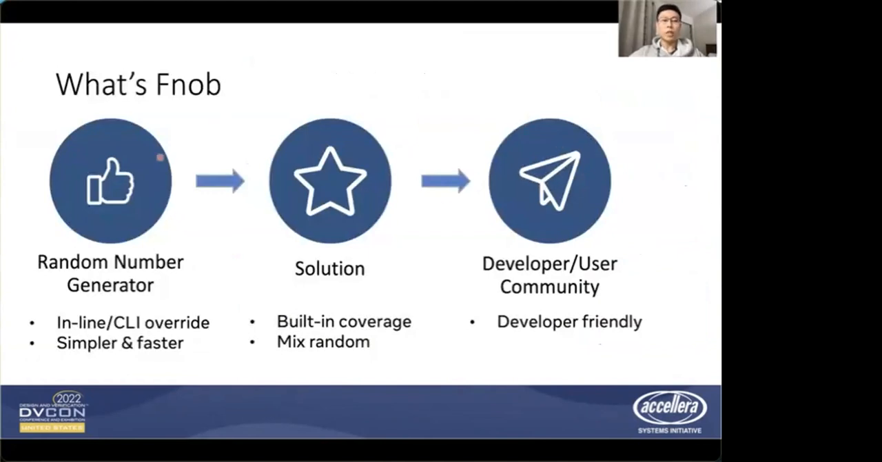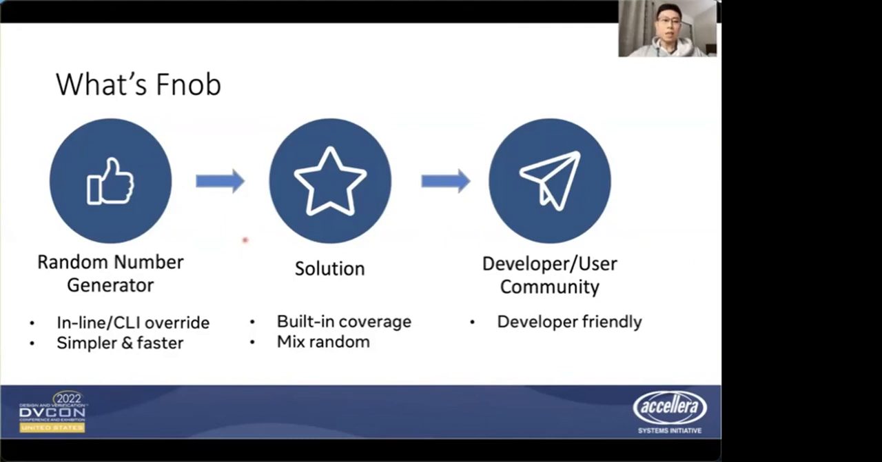Fnob is called a dynamic random generator. It provides the user both inline and command line override for both random type as well as random values. Because of that, it also offers the user a much simpler solution for writing constraint random tests, and, to your surprise, it has a faster simulation performance compared to the constraint syntax, which we will introduce later.